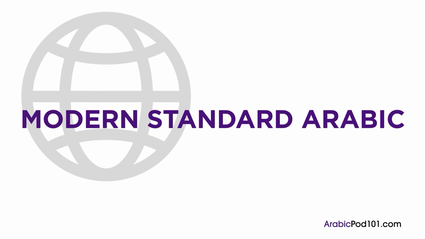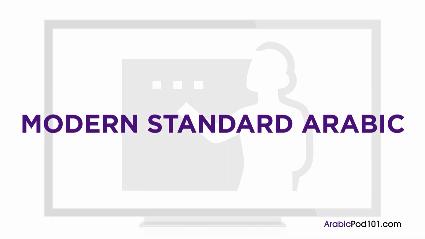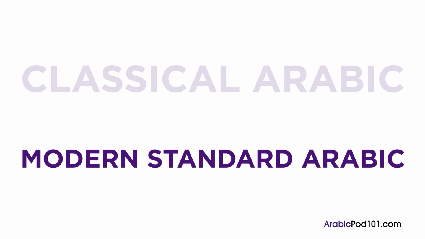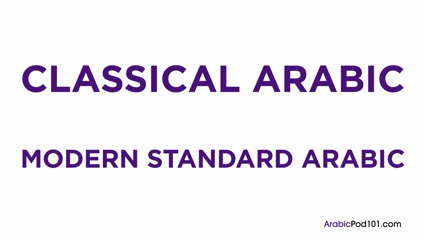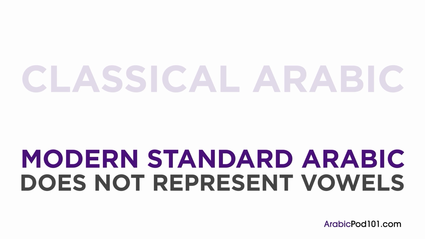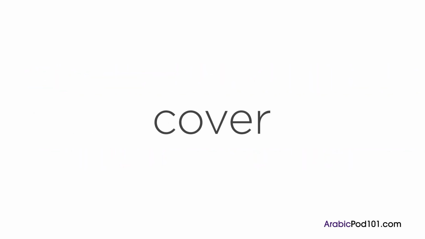It's the language of the vast majority of written material and of formal TV shows, lectures, and so on. Once again, you can think of them as the old and the newer style. The biggest difference between these 2 writing styles is that classical Arabic represents vowels, while modern standard Arabic mostly does not. Let's try to draw a comparison to English to better demonstrate this point.